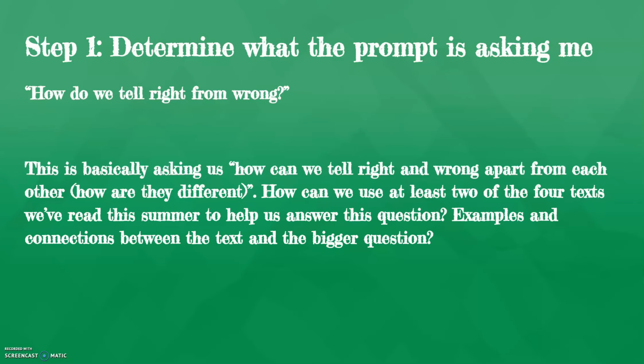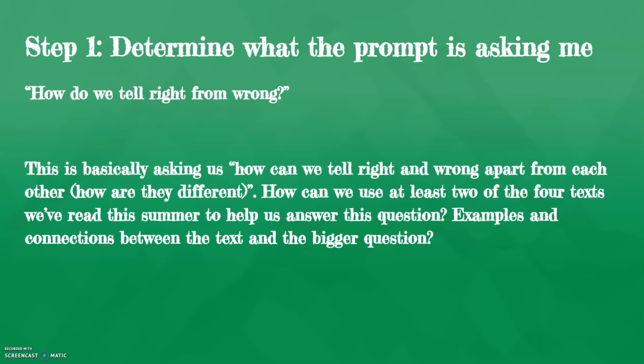So let's focus more on step 1, determining what the prompt is asking me. As I just mentioned in the objective, this is going to be our question for the expository essay: how do we tell right from wrong? From what I got, this is basically asking us, how can we tell right and wrong apart from each other? In other words, how are they different? And how can we use at least 2 of the 4 texts we read this summer to help us answer this question? And also, what are some examples and connections between the text and the bigger question?